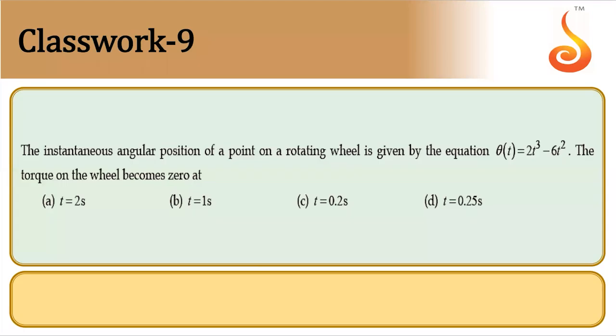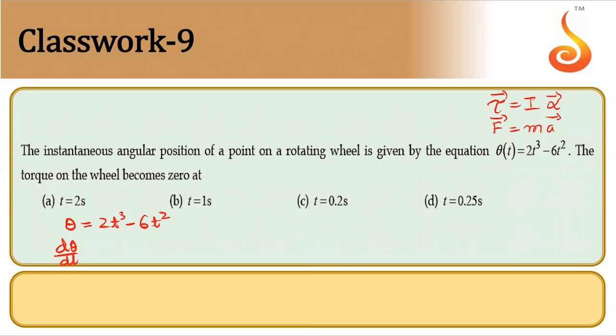The instantaneous angular position of a point on the rotating wheel is given by equation theta of t. See, torque is equivalent of force. So torque should be I into alpha, just like force is mass into acceleration. Right? So when alpha becomes 0, then torque also becomes 0. Moment of inertia cannot become 0. So theta equals 2t cube minus 6t square. This is angular displacement. Differentiate this with respect to time.